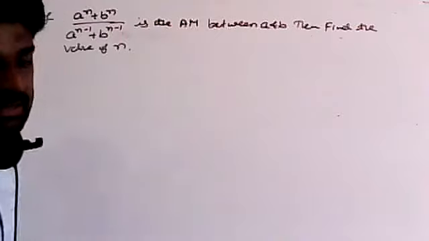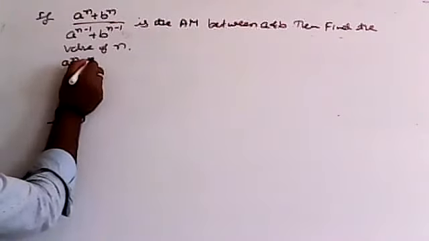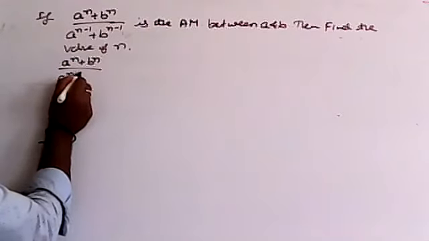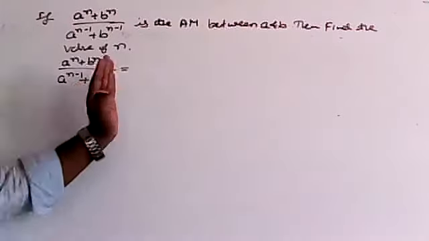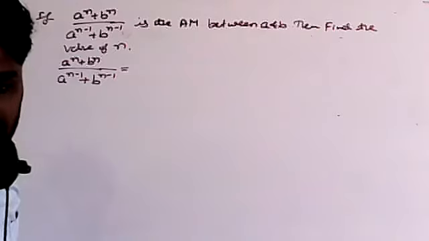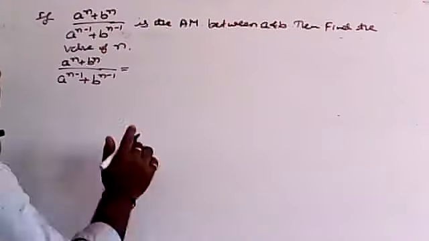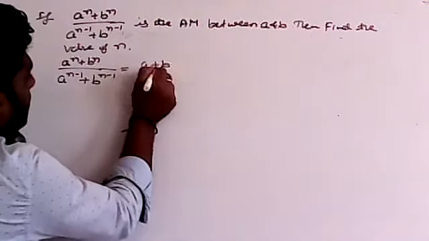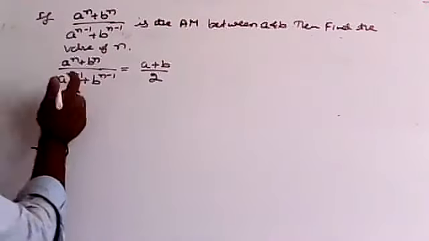Yeah, Mahima, right answer. Correct. So we have to take (a^n + b^n)/(a^(n-1) + b^(n-1)) is equal to the arithmetic mean between a and b, they have given. Between a and b means what? Yeah, that is (a + b)/2. Correct. (a + b)/2, then cross multiply and solve that one.